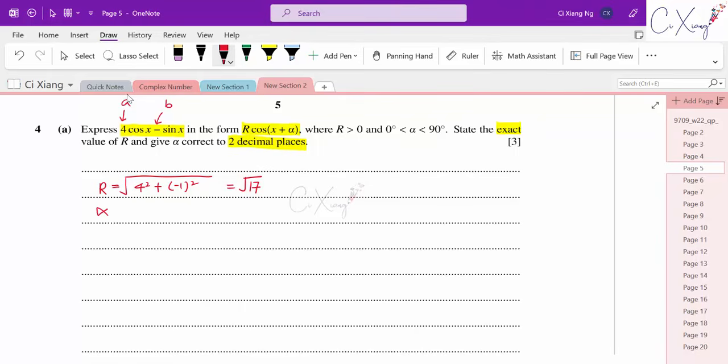And to find out the alpha, since alpha should be in the first quadrant, right? If you have a look from here, 0 until 90 degrees, it should be in the first quadrant. Therefore, when we try to find the angle, we ignore all the negative signs. So it should be tangent inverse of b over a. And the b here, I ignore the negative sign, it will become 1 divided by 4. And if I make it correct to 2 decimal places, it should be 14.04 degrees, which means that our original expression can be expressed as square root 17 cos(x plus alpha).